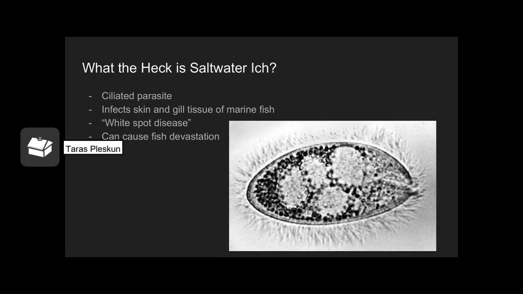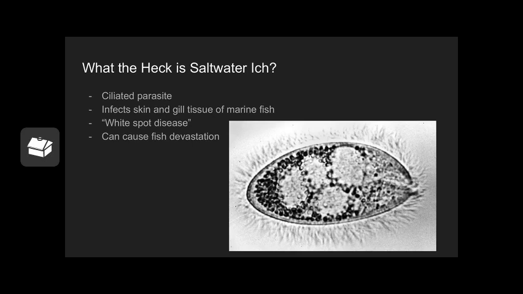So what the heck is saltwater ick? Well, even though it shares the same name as Ichthyophthirius multifiliis, saltwater ick is not directly related. It is a ciliated parasite. It is still a protozoan, so they are the same type of organism, but they are not directly related. They're what we call analog critters. So they're diseases that mimic the same kind of disease in saltwater and in freshwater, even though they're caused by different organisms. So saltwater ick, Cryptocaryon irritans, infects the skin and gill tissues of marine fish.